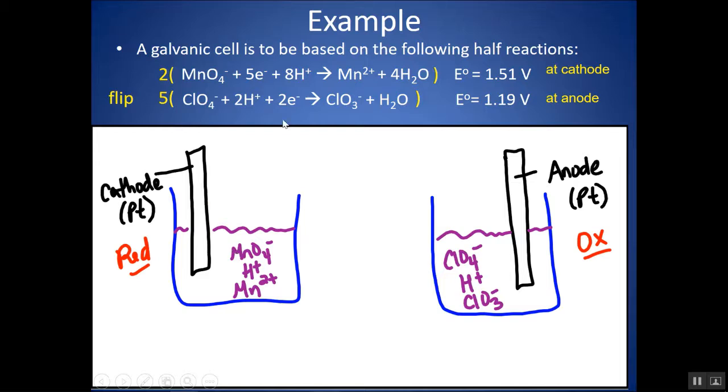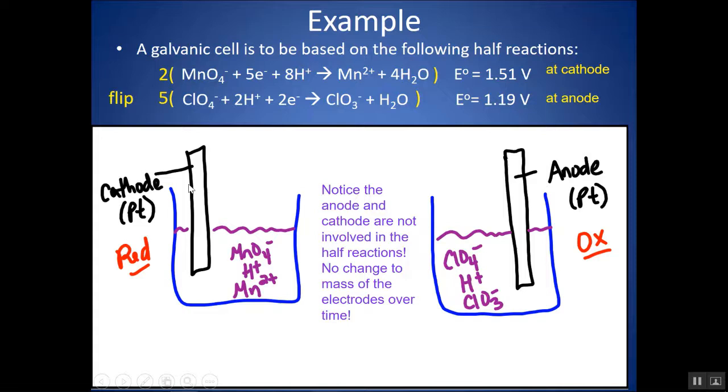Okay, since neither of them have a metal in it, let's use platinum or maybe something like graphite, something that's unreactive but still conducts electricity. This piece of platinum would be my anode since this is my oxidation half, and this is my reduction half cell, so this would be the cathode. There's going to be no change in mass of these over time because I've got ions turning into ions. There's no solids being lost or gained. So over time, the mass of these would not change.